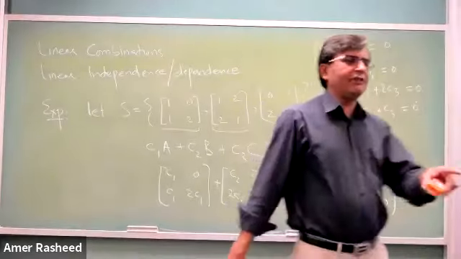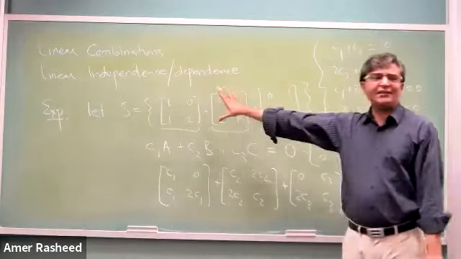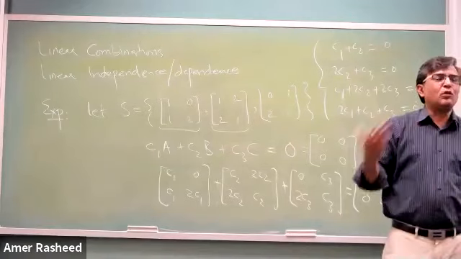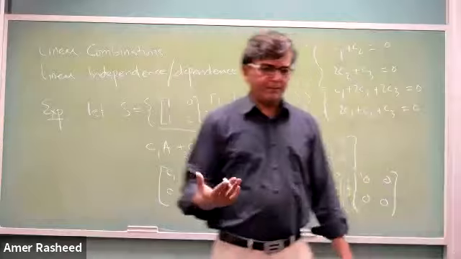Won't these be dependent? Won't the final answer be that it's linearly dependent? Independent. If all C's, C1, C2, C3, are 0, then we say that the set of matrices is linearly independent. If at least one of the C's is non-zero, then we say that they are dependent on each other.